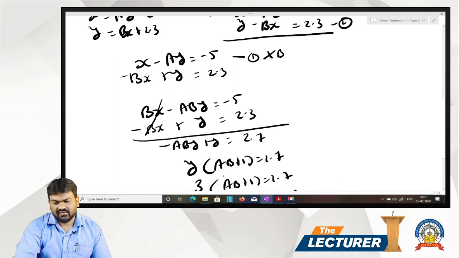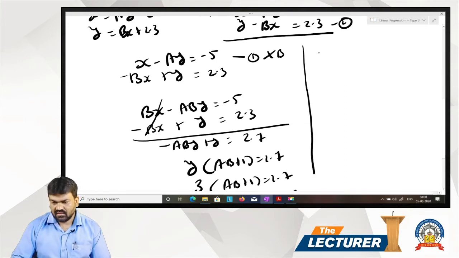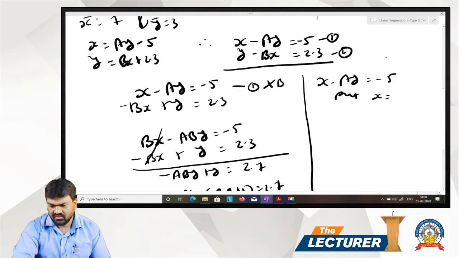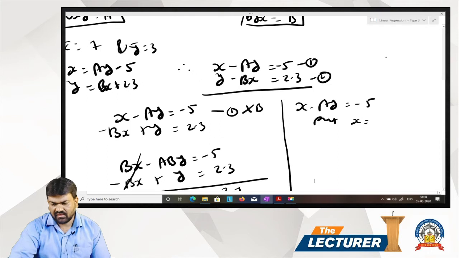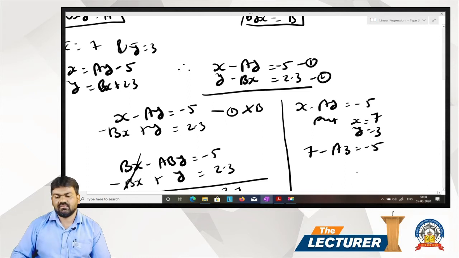x minus ay is equal to minus 5. Put x bar, that is x, is equal to 7 and y is equal to 3. Put x is equal to 7 and y is equal to 3. 7 minus a3 is equal to minus 5.